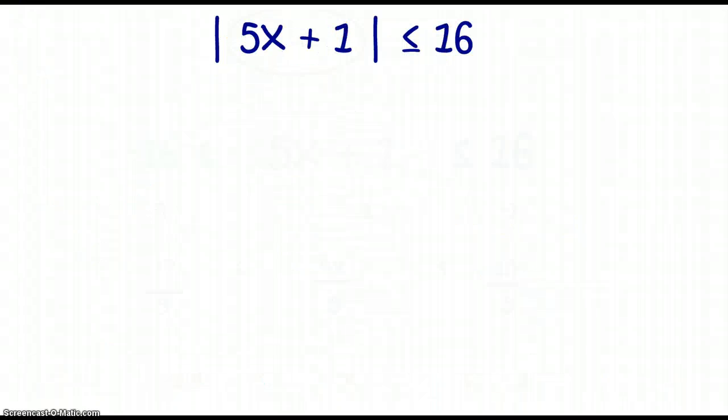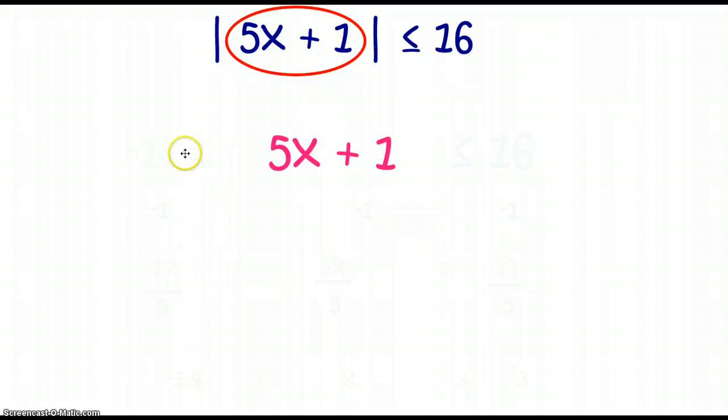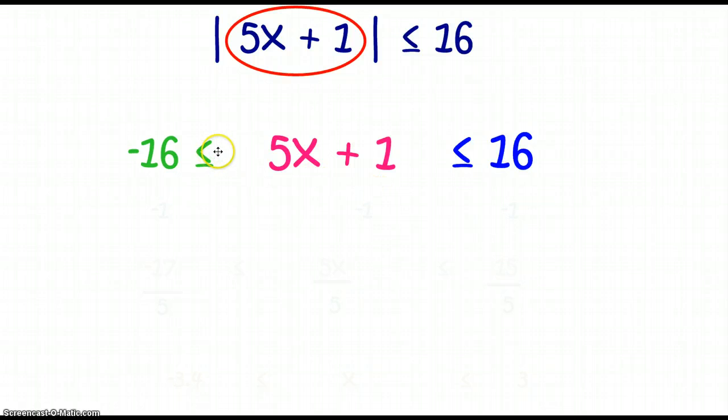This time we have the absolute value of 5x plus 1 is less than or equal to 16. What's inside our absolute value symbol this time is the 5x plus 1. So that has to have a value that's less than or equal to 16, or greater than or equal to -16. This time we're going to write it as a compound inequality, with our 5x plus 1 being greater than or equal to -16, and less than or equal to 16.